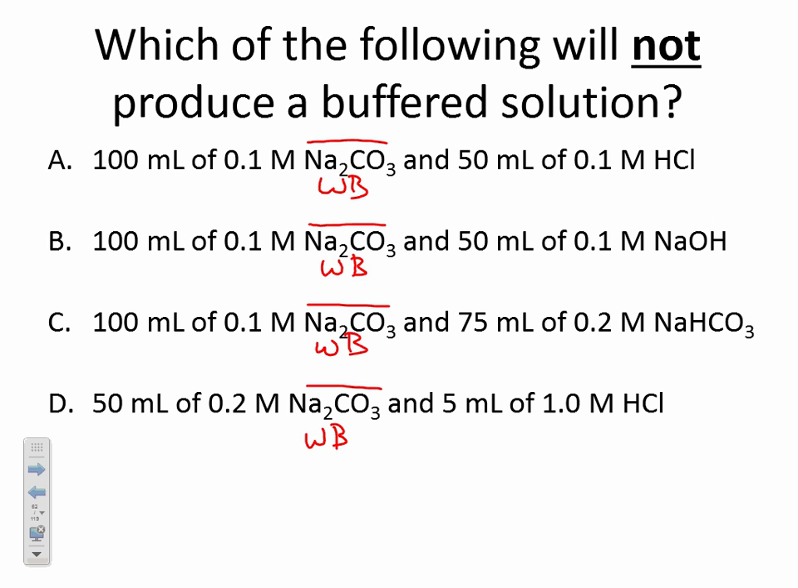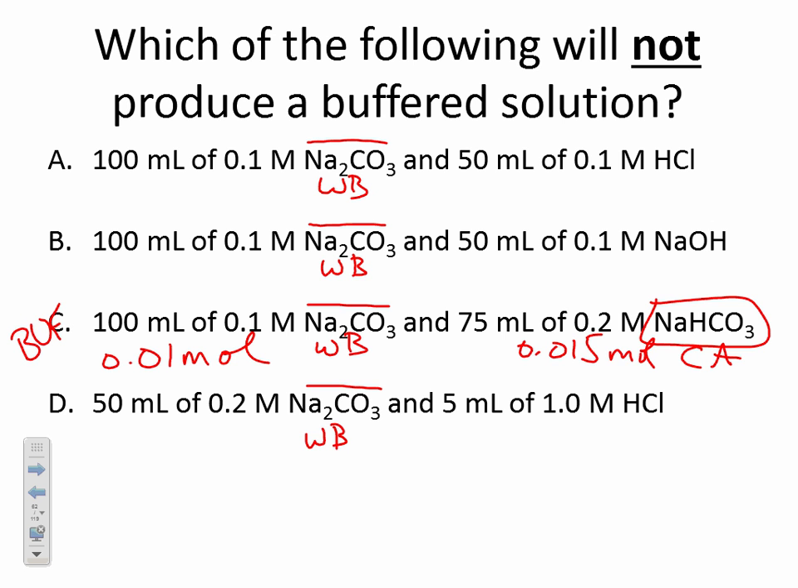If I'm looking for the conjugate acid of this, I'm going to right away go to part C and notice that, hey, that's the conjugate acid, and I have 0.01 moles of the weak base and 0.015 moles of the conjugate acid. So, boom, buffer, right? That's the easy one. That's the weak base plus its conjugate acid. That's not going to be our choice because we're looking for the one that does not create a buffer, but weak base plus its conjugate acid is definitely going to be a buffer.